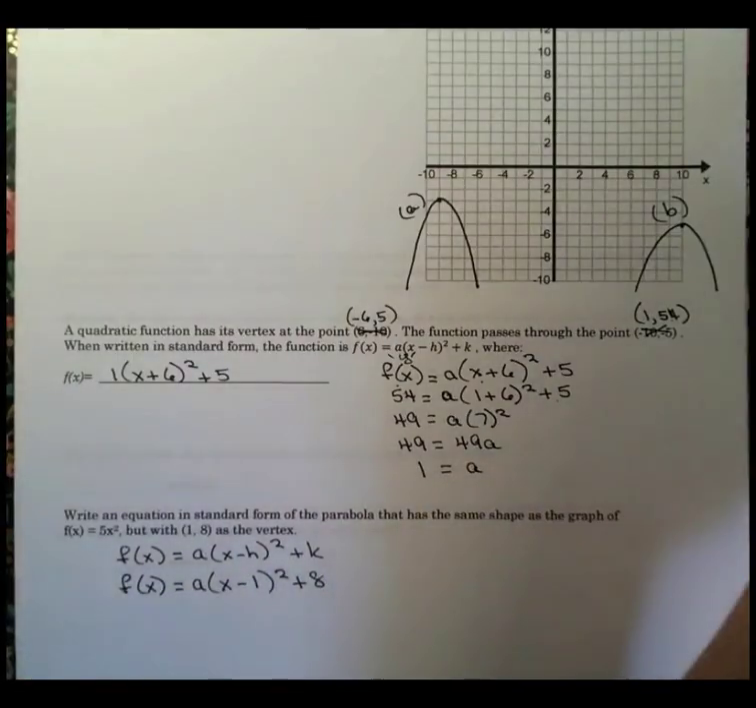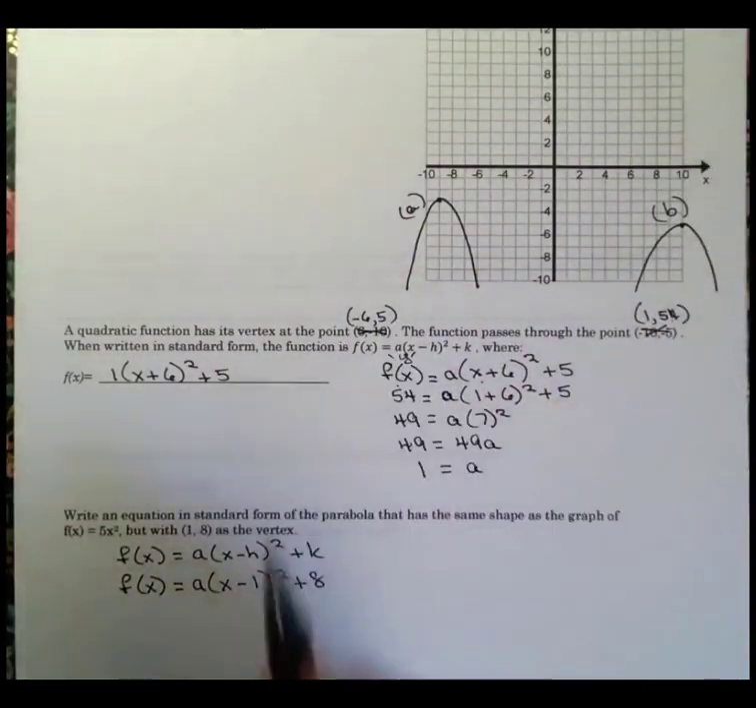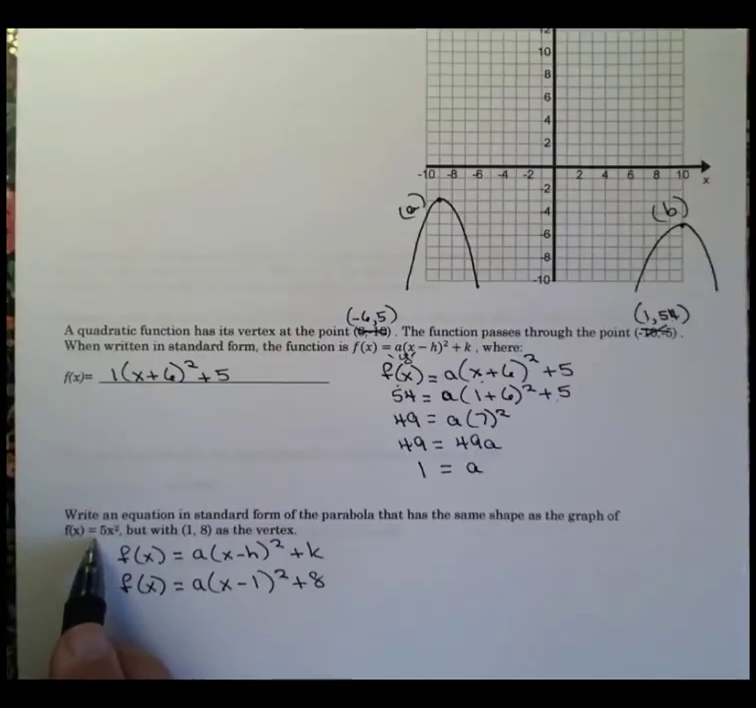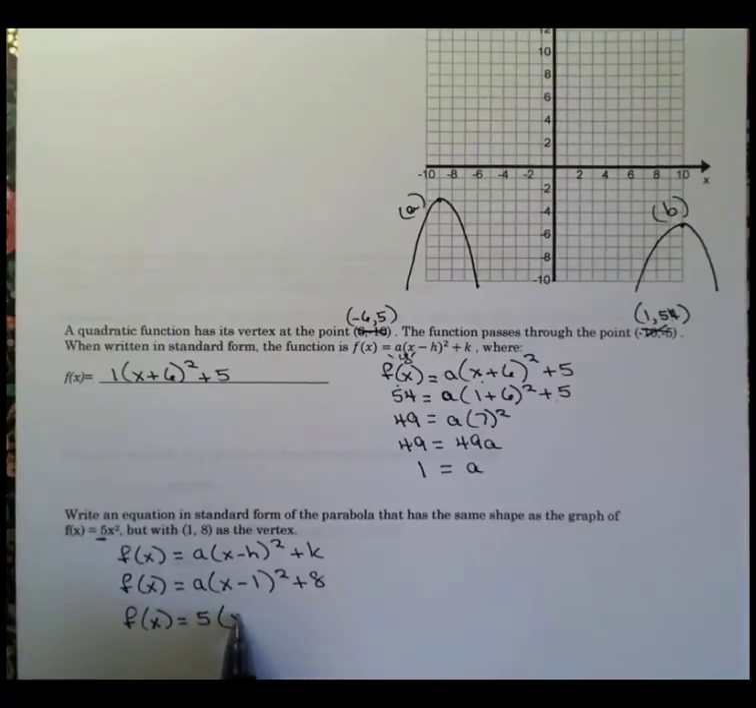Now, once again, all I have to do is find a, but they've told me something else. They've told me it has the same shape as this graph. Now, the coefficient of the x squared term is really basically determining the shape of it, isn't it? Because we remember that's where it compresses or stretches our graph, isn't it? So I can just insert 5 for a, and I should have the same shape. And there's my new standard form of this new parabola.